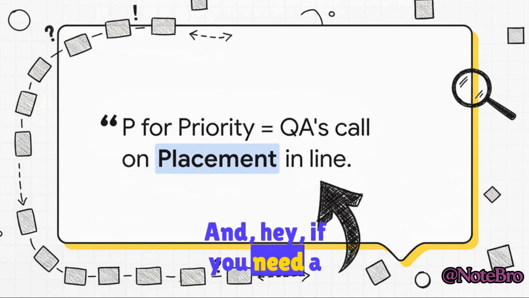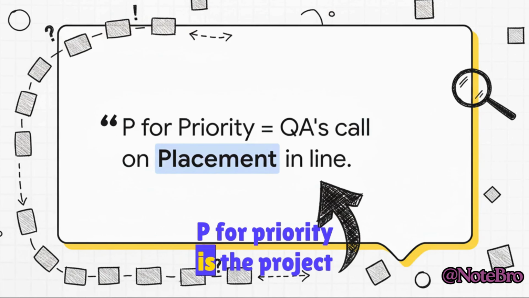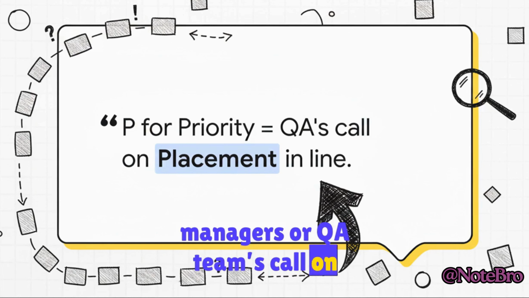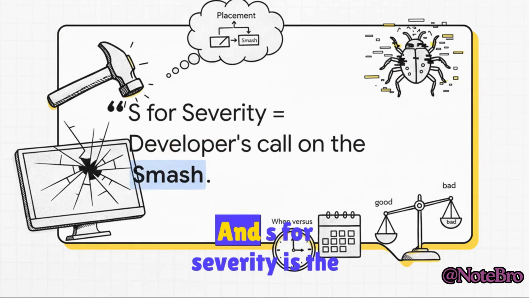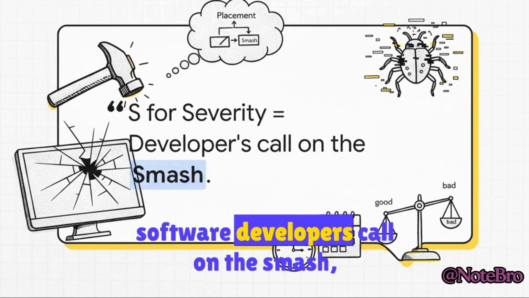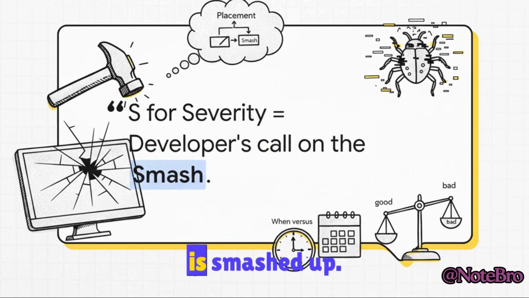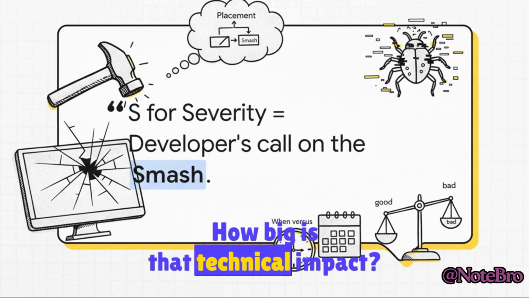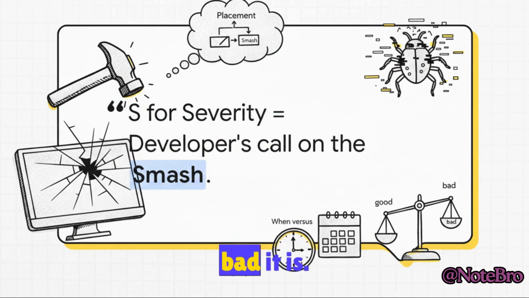And hey, if you need a little trick to help this stick in your brain, think of it this way. P for priority is the project manager's or QA team's call on its placement in the line. It is all about the order of the queue. And S for severity is the software developer's call on the smash. How badly the system is smashed up. How big is that technical impact? Placement versus smash. When to fix it versus how bad it is.